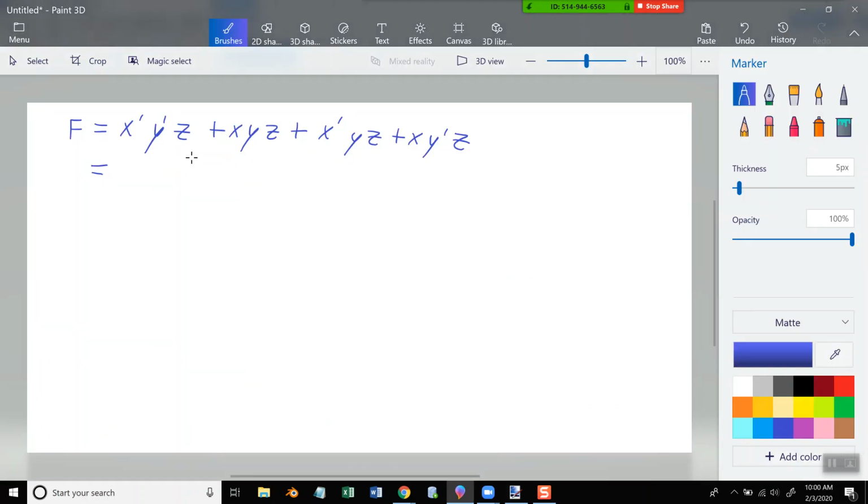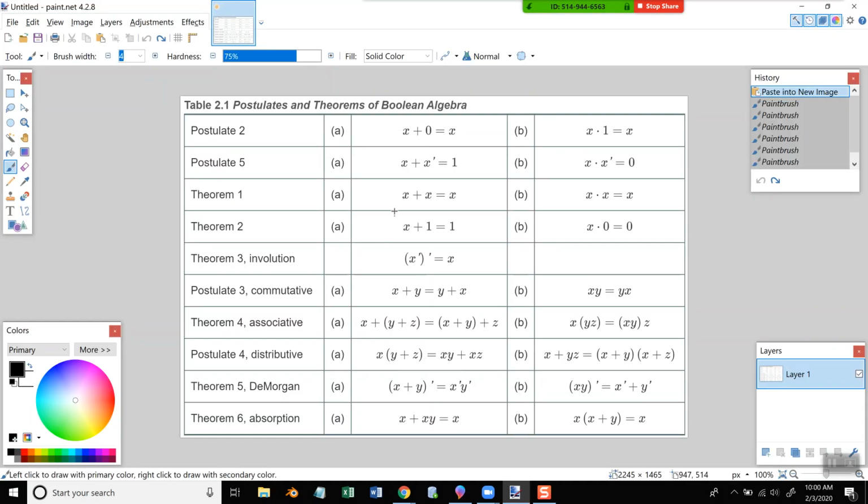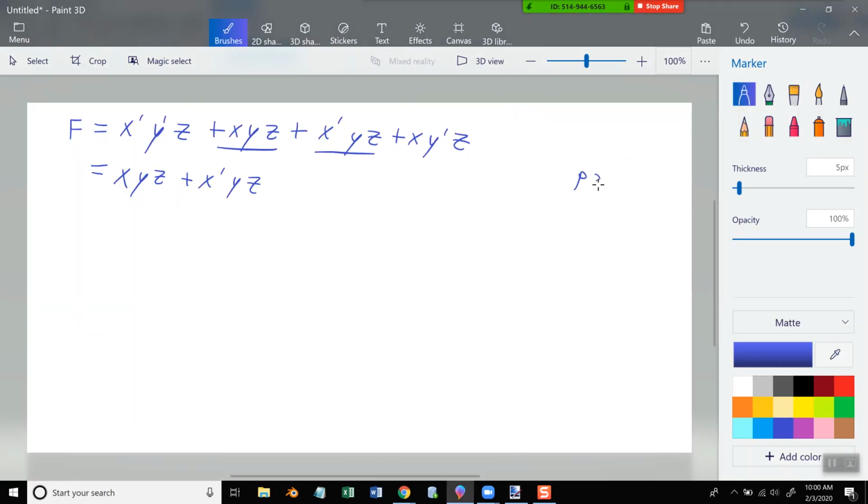Now, I notice that this term and this term both have a yz. So I think that I can rearrange it in this manner. And that's the commutative property where you can flip things around. That's postulate 3a that's allowing me to do this. And at the same time, I can put these two together because they both have a y prime z. And there's probably many ways to simplify this, so do not think that I'm showing you the only way. This is just what's jumping out at me.